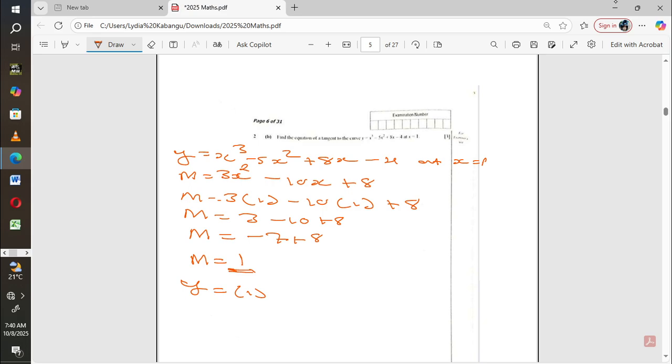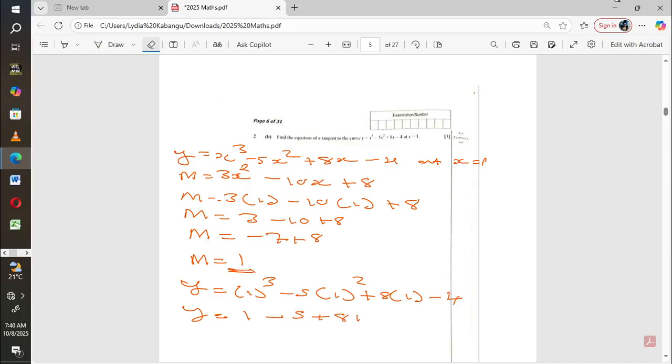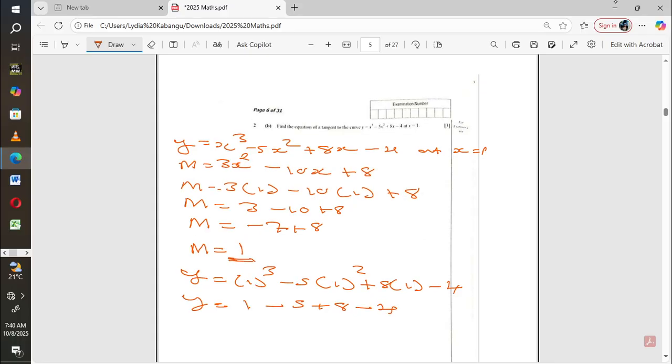So 1 cubed minus 5 open bracket 1 squared plus 8 open bracket 1 minus 4. Okay, so y equals, we have 1 cubed, that's 1, 1 squared, that's 1 times 5. We're going to have 5 plus 8 minus 4. Okay, from there, what do we do?